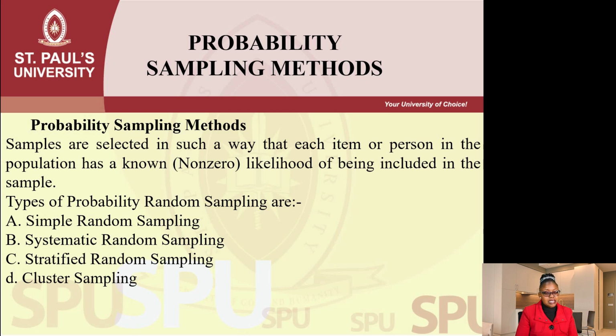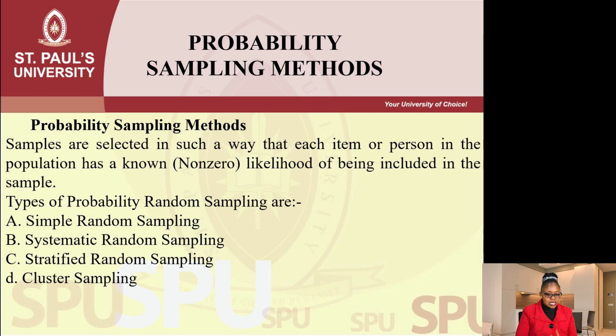So here we are saying that the samples are selected in such a way that each item or person has a known likelihood of being included in the sample. Already, when you gather your population together, every person in that population knows that they might be picked or they might be included in the sample. So there is a known likelihood of being included in a sample.